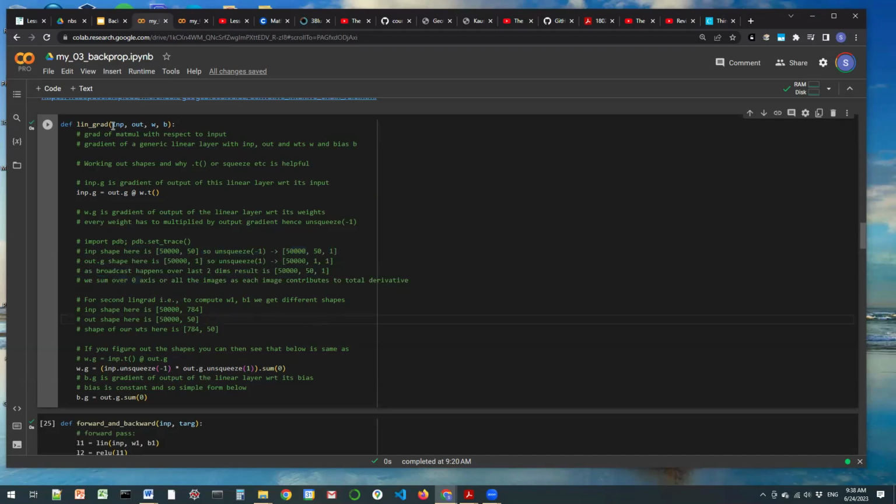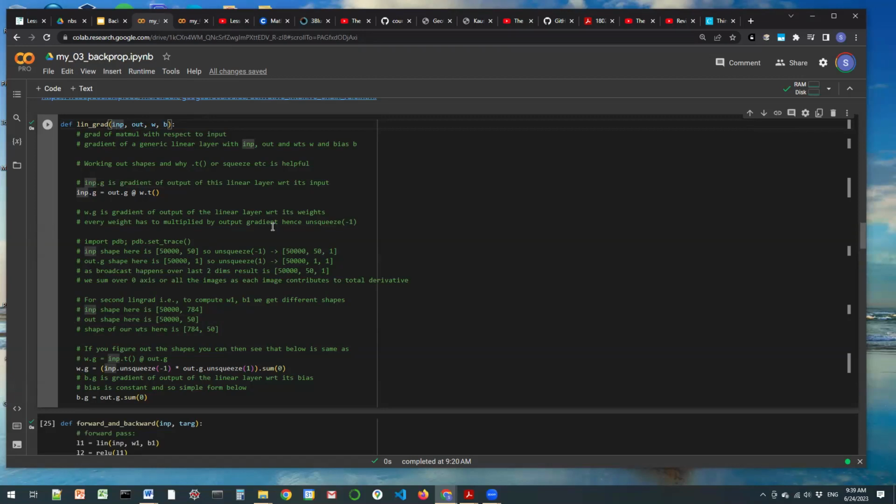If the same equation is used for linear layer 1, then remember the output is the gradient that we take from the ReLU, and the input coming into it is X. W is W1 and B is B1. Then you can work through it: this would be the gradient with respect to input, this would be W1.g, and this would be B1.g. Does that make sense, or any questions?